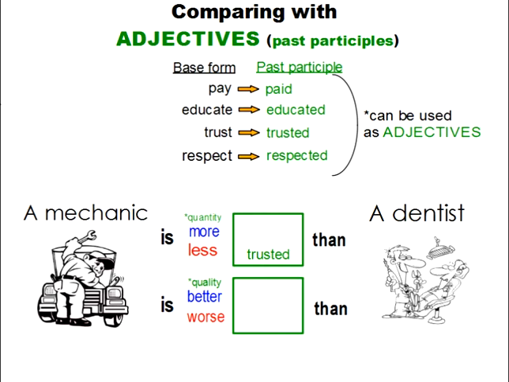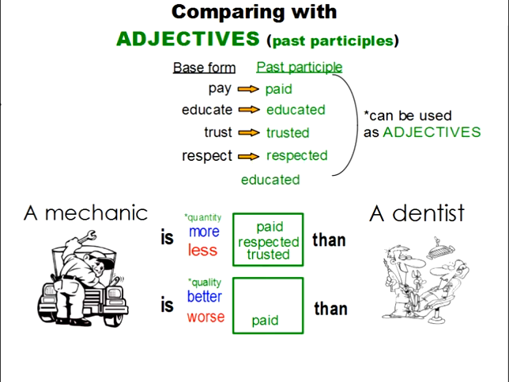Okay. Let's look at, for example, respect. Again, I could think, well, which one do you respect more, a mechanic or a dentist? Well, I respect the mechanic less. So I'm going to say a mechanic is less respected. Let's look at pay. Who is paid more? Well, definitely a dentist is paid more, or paid better. I can say a mechanic is paid worse, or maybe paid less, right? A mechanic is less paid, or a mechanic is worse paid.